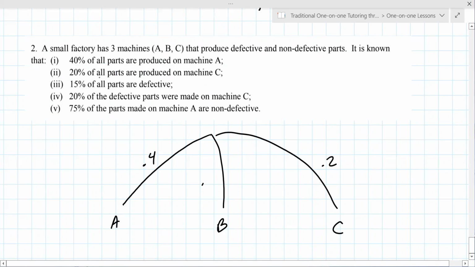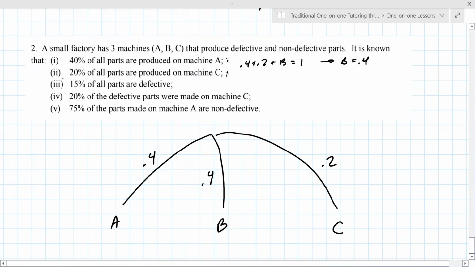0.2. Because there are only 3 machines but they only give you 2 of them, you have to find the other one. So you know that 0.4 plus 0.2 plus B equals 1, because probabilities all add up to 1. So B is 0.4. But they're not giving that to you.